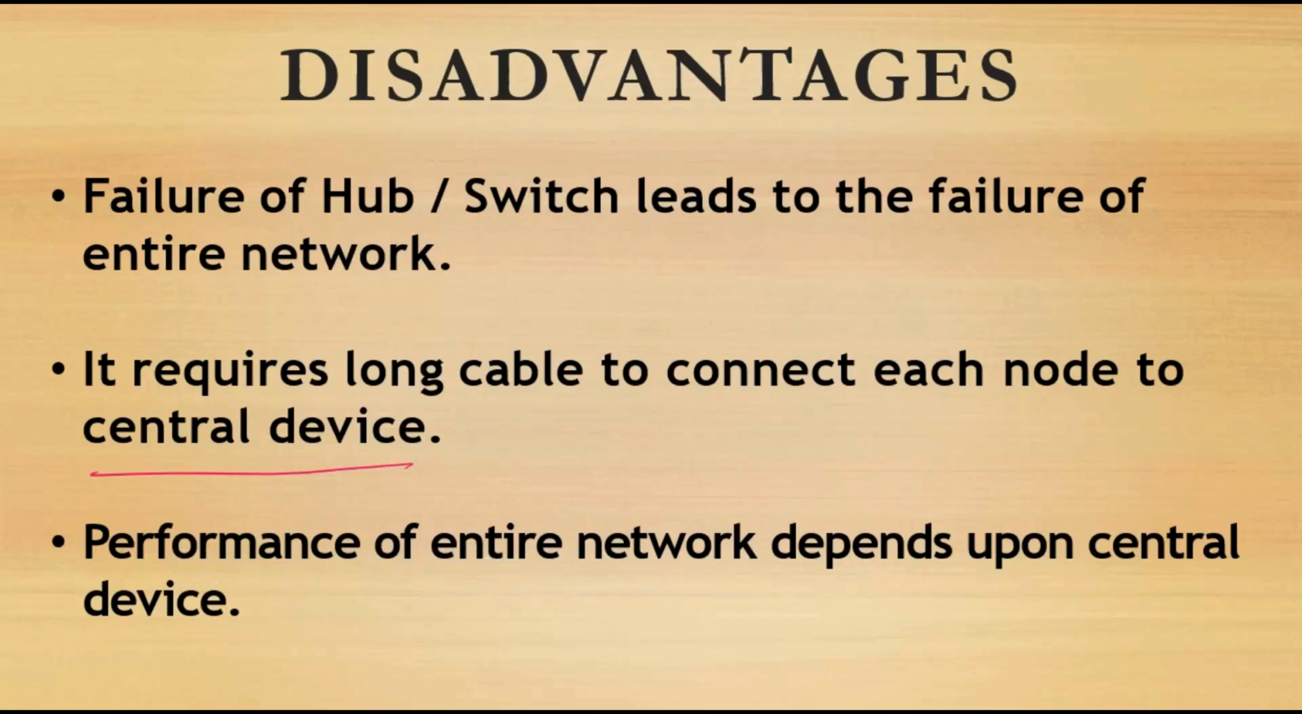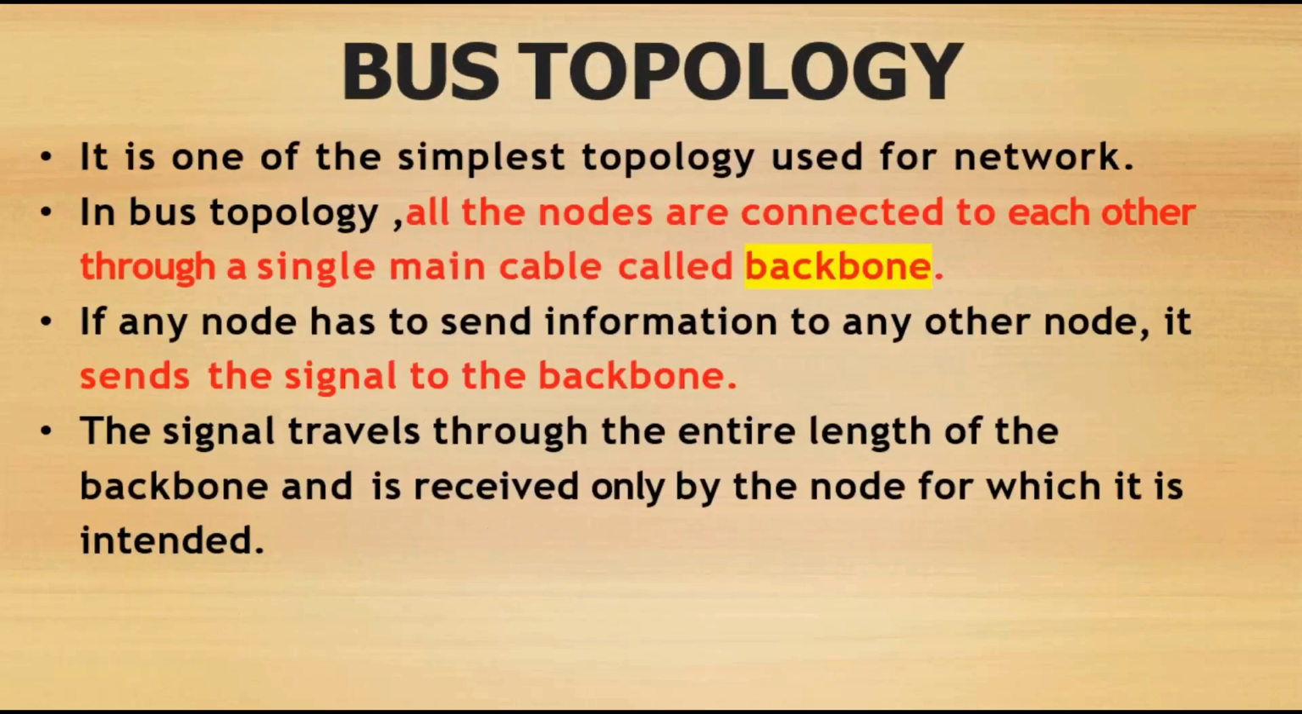Performance of the entire network depends upon the central device. If the central device is slow, then the total network performance is slow. If the central device is good, then the performance of the entire network will be considered good. Hope you understand this.